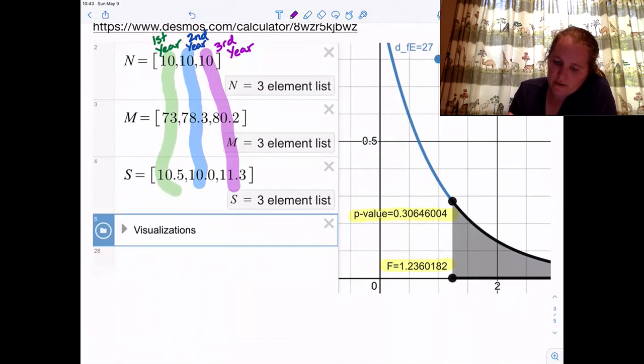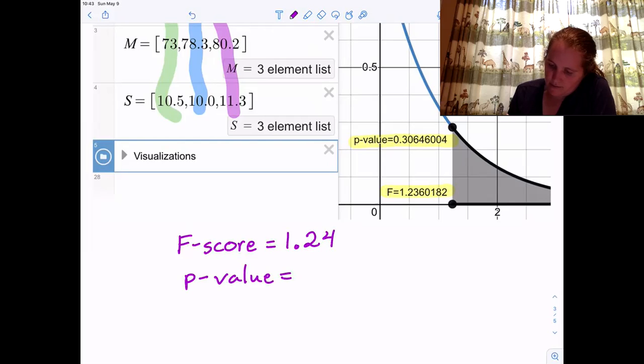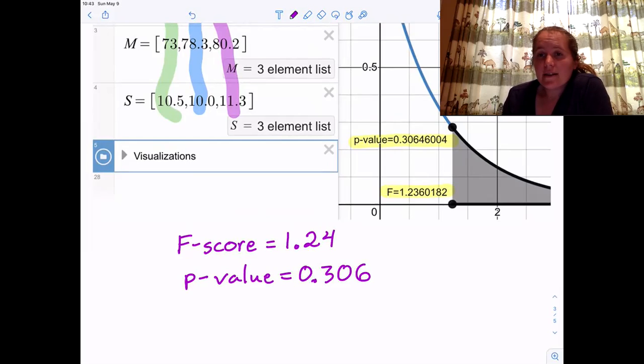So we have that our F-score is approximately 1.24, and our p-value is about 0.306 we'll go with. So this is our F-score and p-value, letting Desmos do most of the work for us. In the next video, we will talk about how we interpret the p-value for one-way ANOVA.